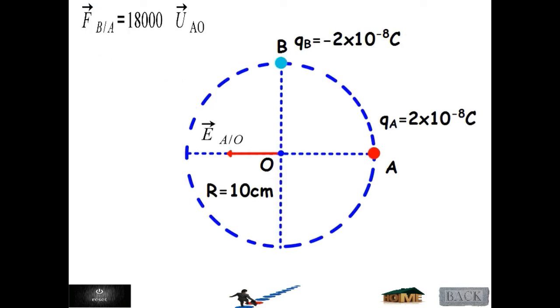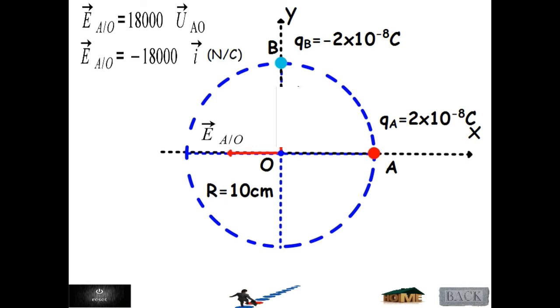So if we take the x-axis along OA to the right and the y-axis along OB upward, and since u_AO has the same line of action as the x-axis but a different direction, E_A on O equals minus 18,000 i newton per coulomb. And why do we put minus? Since the electric field created by A on O is in the opposite direction to the x-axis.